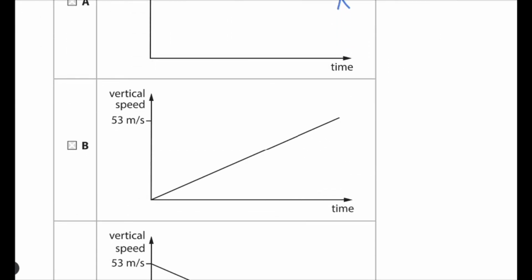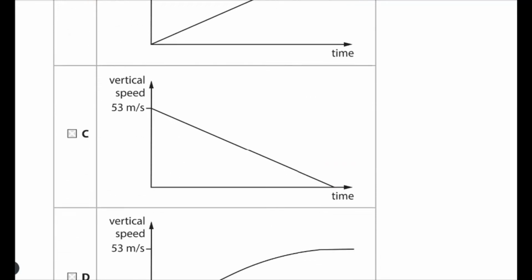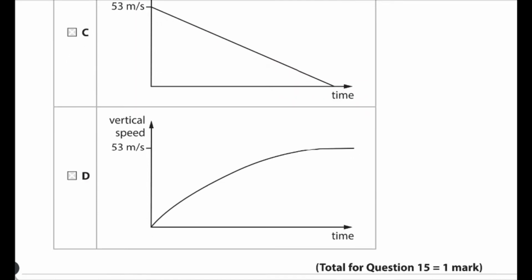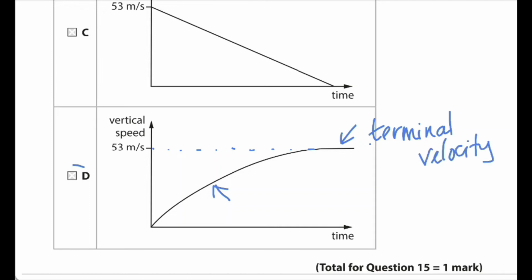Okay, here you can see the vertical speed increases until 53. But we have learned that it turns into a terminal velocity. So in order to reach a terminal velocity, it has to stop increasing and reach a constant velocity. So here the velocity increases, which is kind of acceleration, and this reaches the constant velocity. This is the part we are calling terminal velocity. So the answer is D.